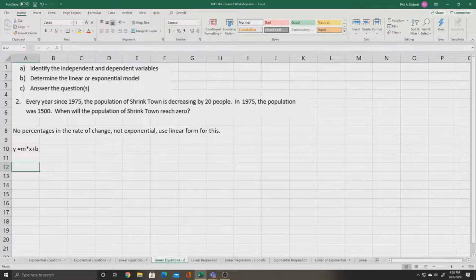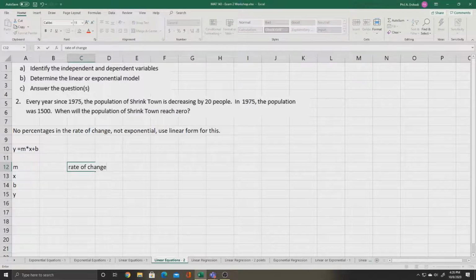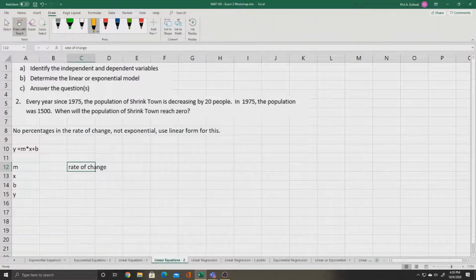So place the letters m, x, b, y. Now, m once again is our rate of change. So let's be careful about looking through this question for the rate of change. So it says every year since 1975. This is a slight trap. This tells you the year's 1975, but that's not the rate of change. That's just a year.